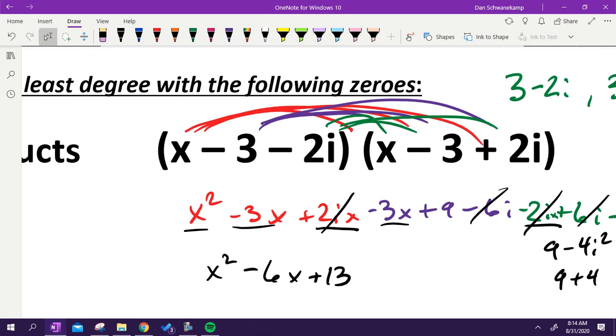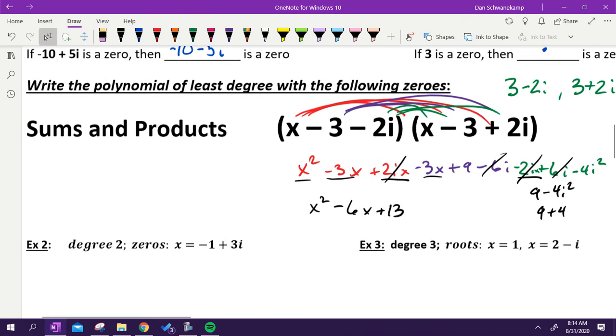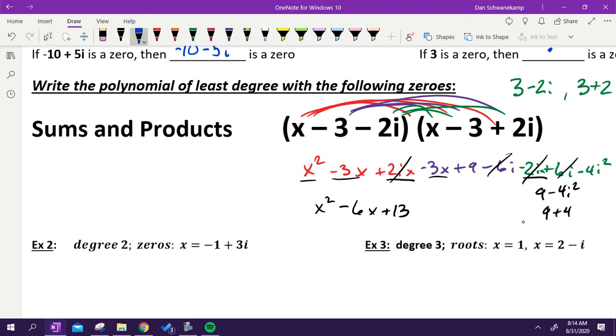Okay? So instead, a method to FOIL these things together is called sums and products. If I wanted to multiply these two things together, the first thing I would recognize is, hey, I'm going to take x times x. That's going to get me x squared. This is what you should actually do. X squared. Then we are going to do sums. What does sum mean? Add. So I'm going to add the real parts with the real parts and the imaginary parts with the imaginary parts.